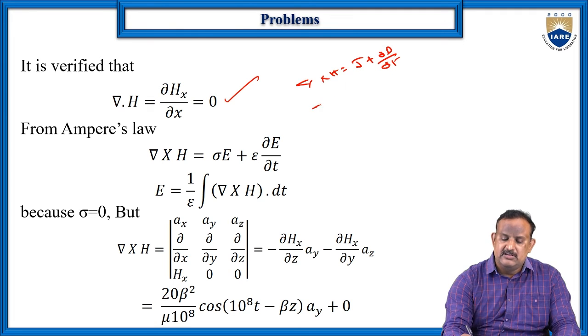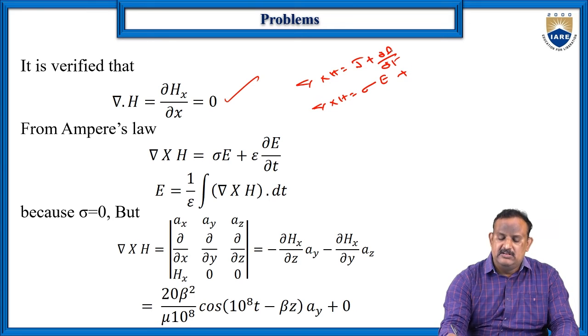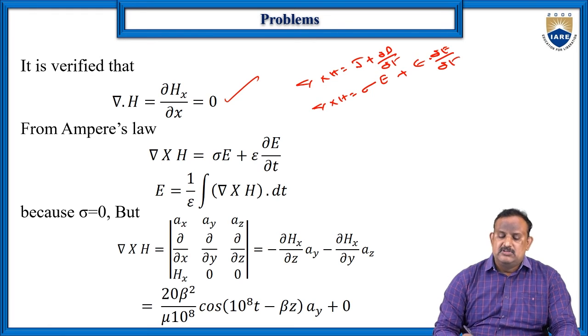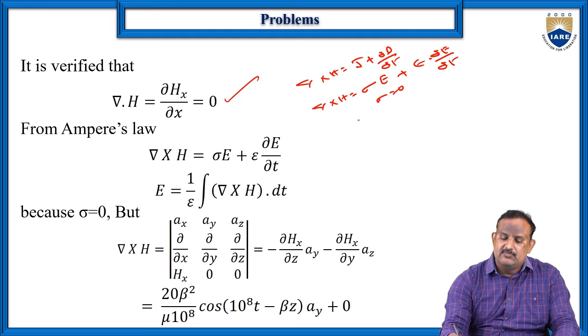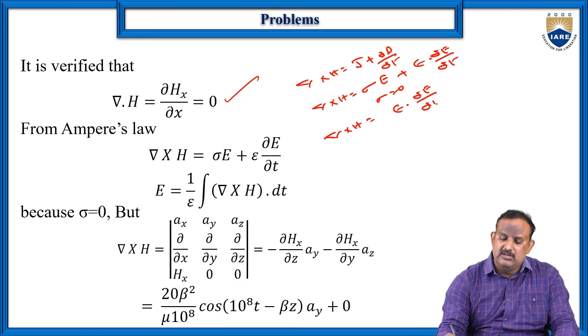We can write J equal to sigma E. Therefore, del cross H equal to sigma E plus dou D by dou t, where D is nothing but epsilon E. Therefore, epsilon into dou E by dou T. So here sigma equal to 0 is given. Therefore, the expression is del cross H is equal to epsilon into dou E by dou T.